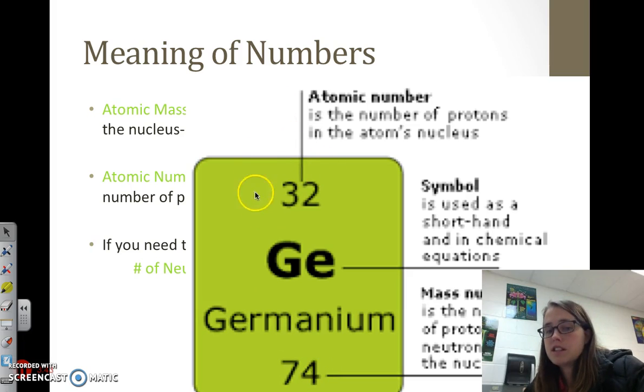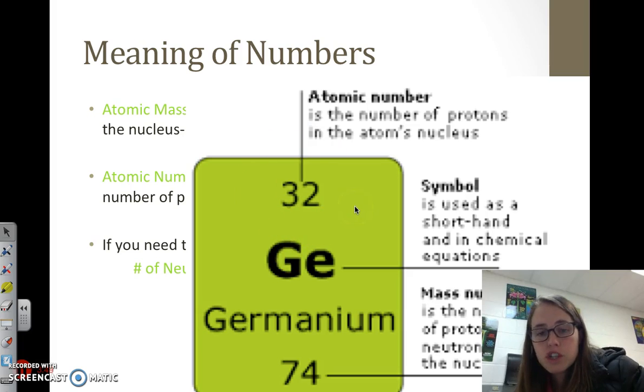So we know this is the number of protons, so the number of neutrons would be this number minus this number, which I believe would be 42, so there would be 42 neutrons and 32 protons. Now remember, protons are positively charged. So if it's a neutral atom, we have to have the same amount of negative charge. So if there are 32 protons, that must mean we have 32 electrons to balance it out.